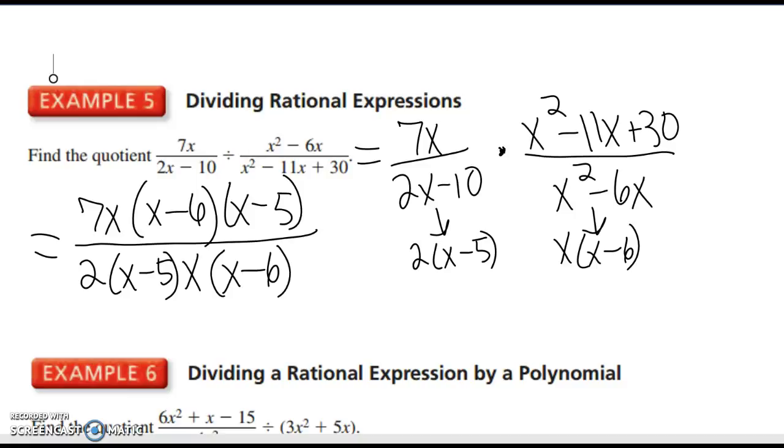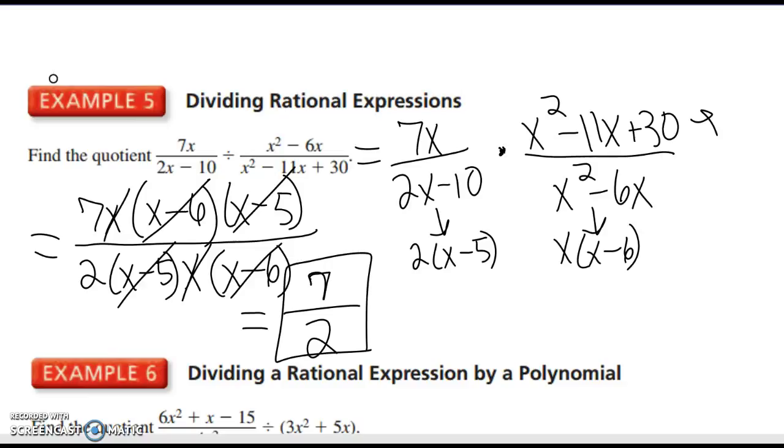And then I also factored the top, the numerator here. From there, I'm going to cancel stuff out. What cancels out? Good. x minus 6 and x minus 5 all cancel out. Oh, and the x's cancel. And then I'm just left with one simple thing, my numbers, 7 divided by 2. So my answer is 7/2.